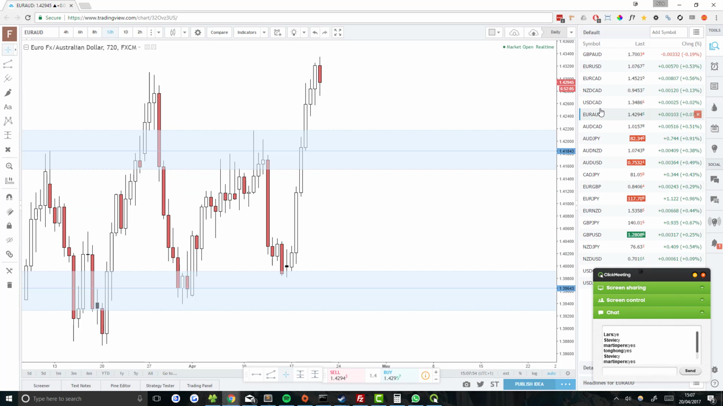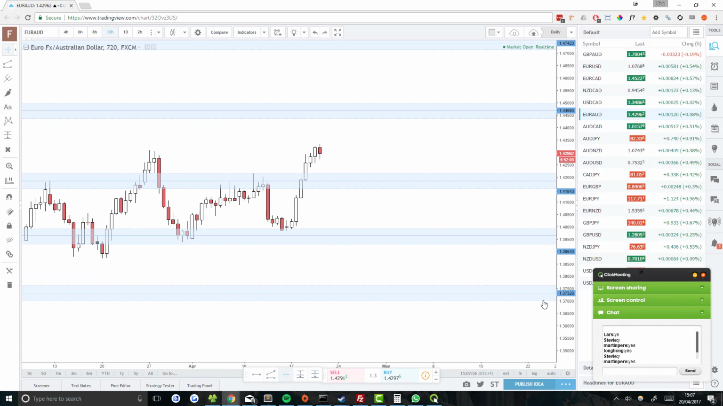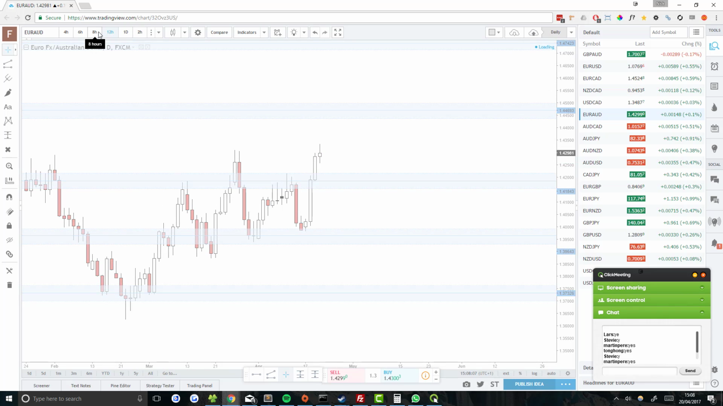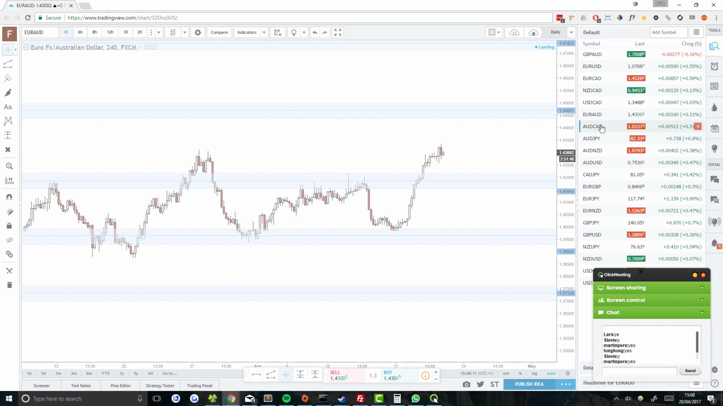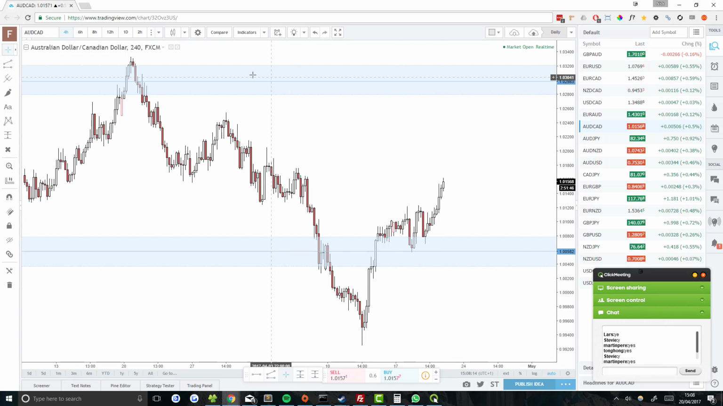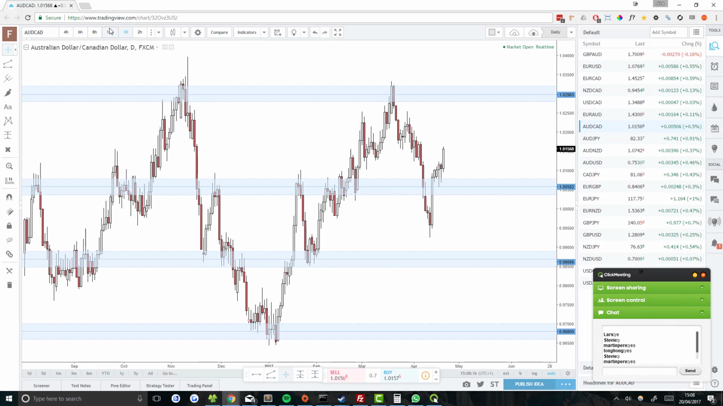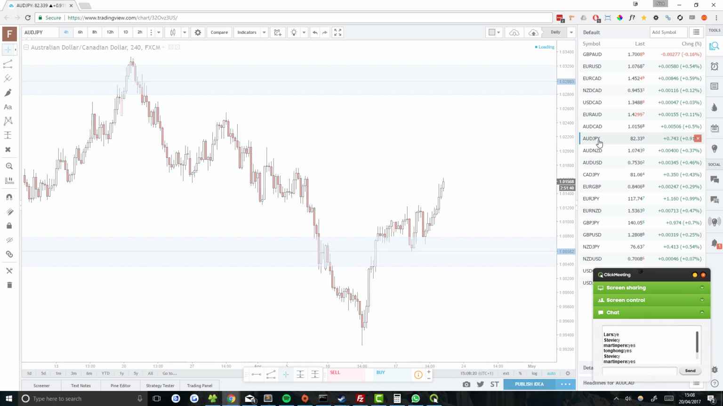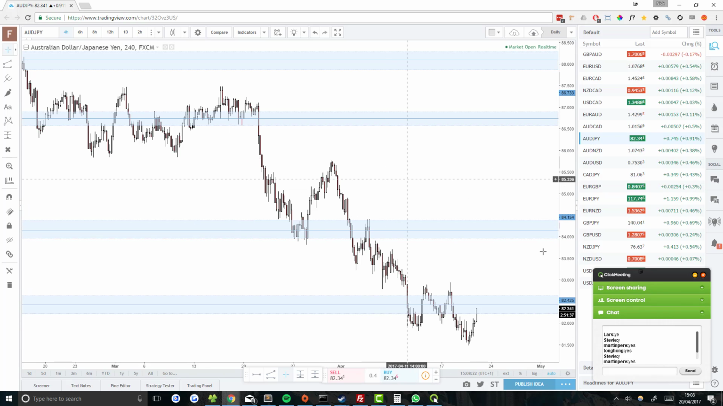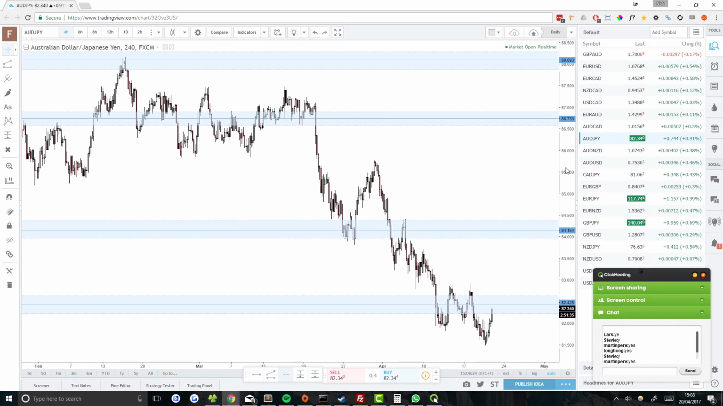All right, Euro AUD, let's see what's happening here. Was that a potential setup from yesterday too? I don't think so. Could have been. But yeah, that's not really doing anything right now. Nothing that I would want to trade anyway. AUD CAD, what's up with AUD CAD? Nothing much. AUDJPY, ooh. Maybe continuation reversal here.